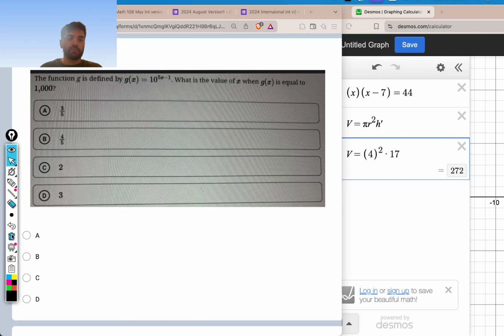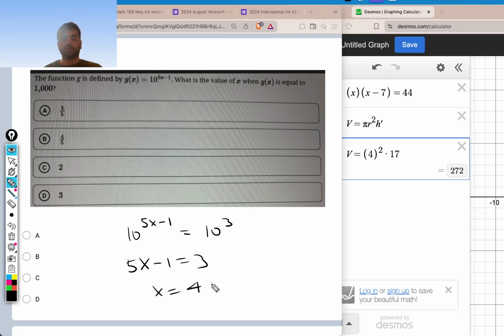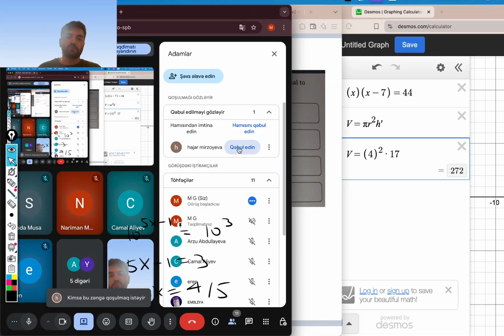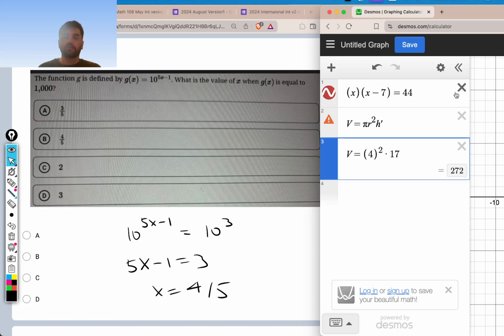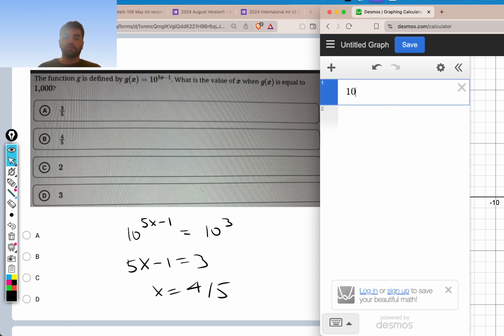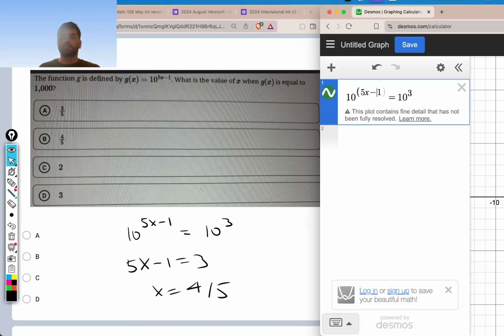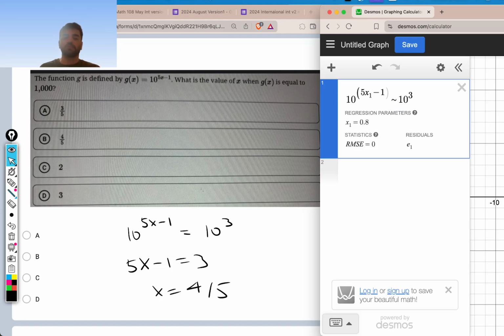8. When g of x, 10 to the power of 5x minus 1, is equal to 1000. 1000 is 10 cubed. Then you will get 5x minus 1 is equal to 3, and x is equal to 4 over 5. If it is complicated for some of you, you can also write that in decimals. You can find it from there. 10 to the power of 5x minus 1 is equal to 10 cubed. Then you write x1 instead of x, put the sign here, and you get x1 is equal to 4 over 5. Answer will be B.